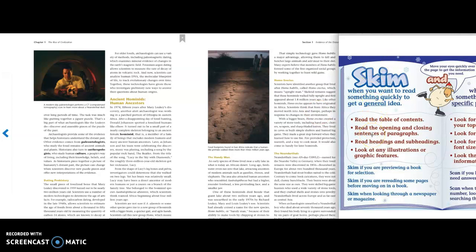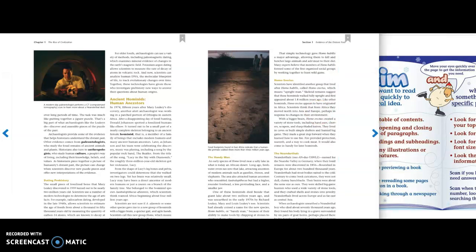So we know we're going to be learning about the cavemen in this portion. And then I'm going to read the opening and closing sentences of paragraphs. So let's see. In 1974, 15 years after Mary Leakey's discovery, another alert archaeologist was working in a parched portion of Ethiopia in Eastern Africa. Okay, so we know kind of where this is taking place. From the shape of Lucy's leg bones and pelvis, investigators could determine that she walked on 2 legs. So we're going to be learning about creatures that walk on 2 legs.